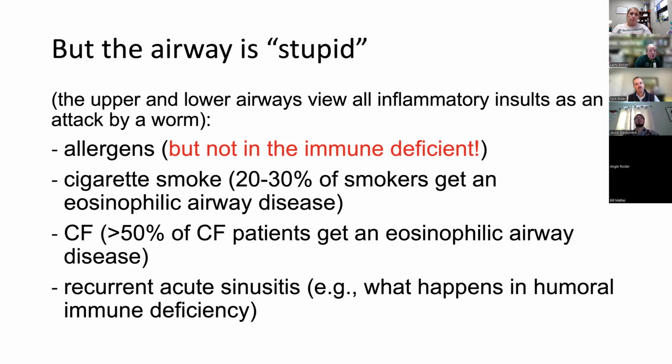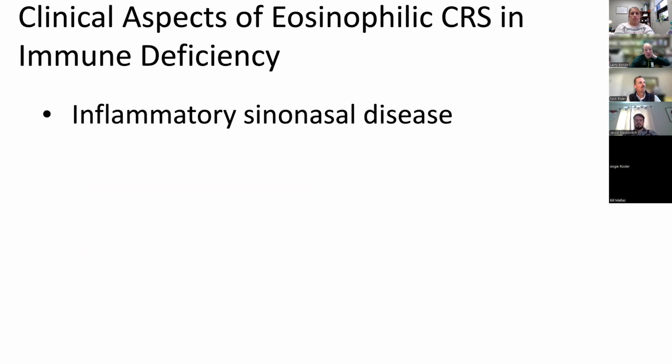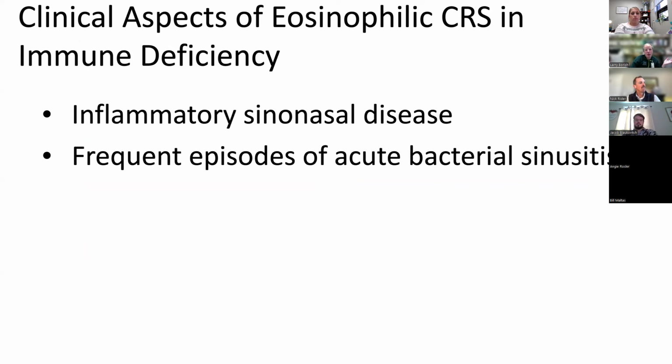And then there's the recurrent acute sinusitis. That is what's happening in these immune deficient patients, where you get this constant insult with bacteria, and the reflex response of the sinuses and the upper airway is to make an eosinophilic inflammatory response. This is what that looks like. I don't need to point with my pointer here, but as I said, a nasal polyp is just a bag of water filled with these eosinophils. So this eosinophilic disease is, again, an inflammatory sinonasal disease.